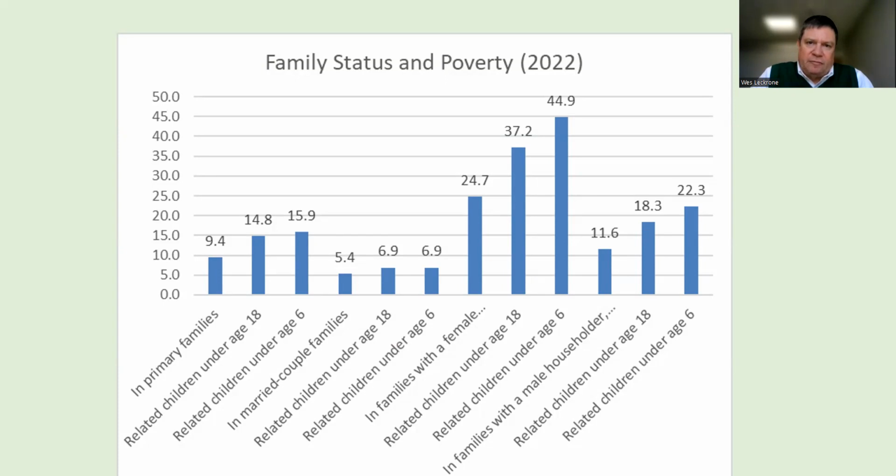So again, this is data from 2022. So break it out by a number of different types of families that we have. So all families in primary families. So you're living with people and there's children.